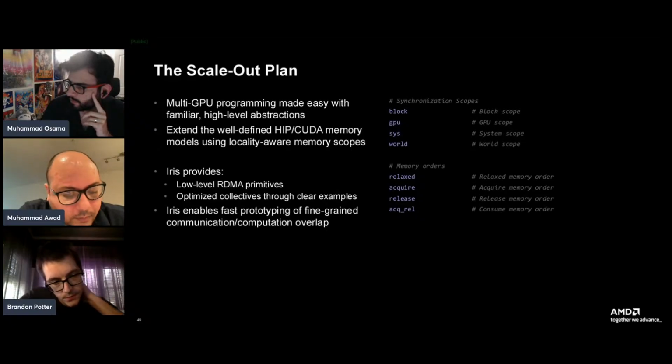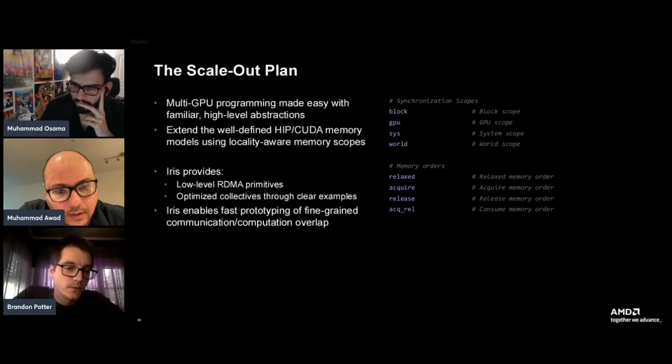Same thing for scopes as well. I know that a synchronization at block scope is going to be cheaper than GPU scope. It's going to be cheaper than system, and it's certainly going to be cheaper than world. So as long as I know exactly the cost of these operations, the programmability will be the thing that I'm looking for. So we're going to implement this world scope. I think it's very, very doable, and we have some initial ideas on how to implement that.